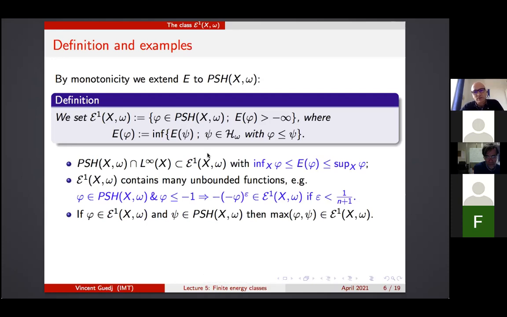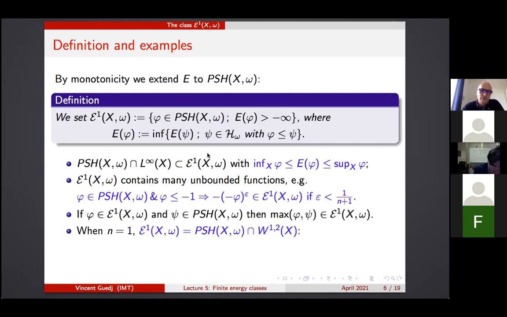Here is another rather simple property. If you have two omega plurisubharmonic functions phi and psi, and if one of them is in E1, then the maximum of the two is in E1. So E1 is stable under the maximum, and this is a simple consequence of the definition I gave above.